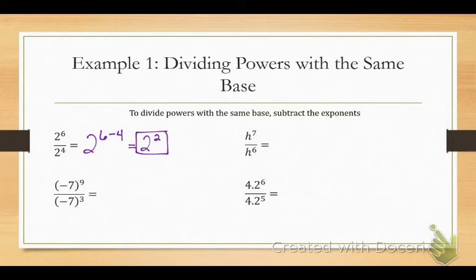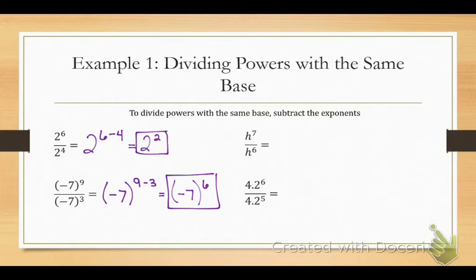Let's look at the next one down. Negative 7 to the 9th power divided by negative 7 to the 3rd power. Does everybody agree? Once again, I have powers with the same base? Yes. So what does my rule say when I'm dividing? Subtract my exponents. Show that step. So I'm going to show you again what I'm looking for. Negative 7, it's in parentheses because it was in parentheses in the original problem, to the 9th power minus 3. Negative 7 to the 6th power.